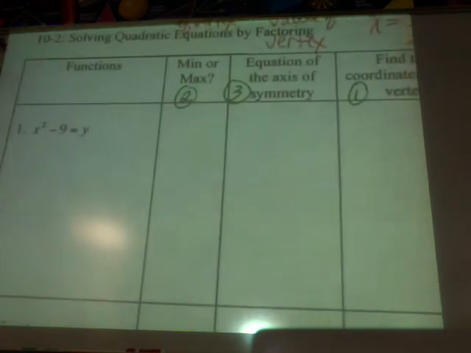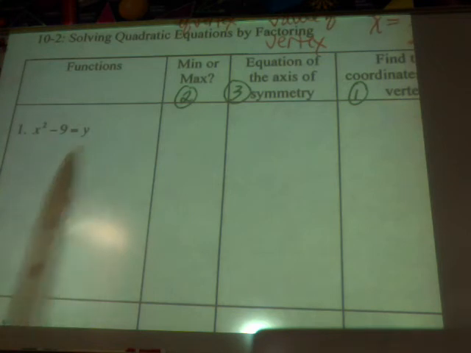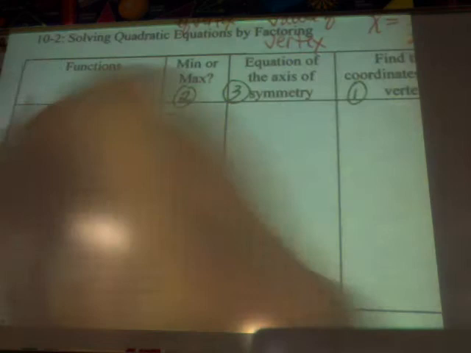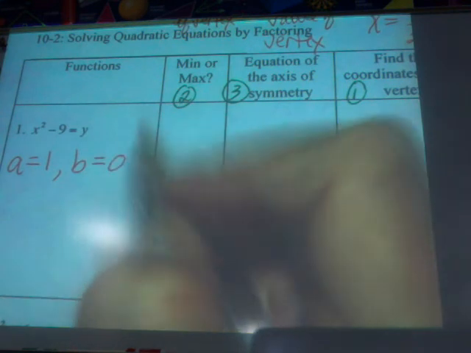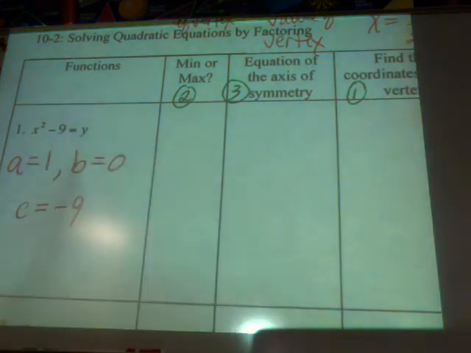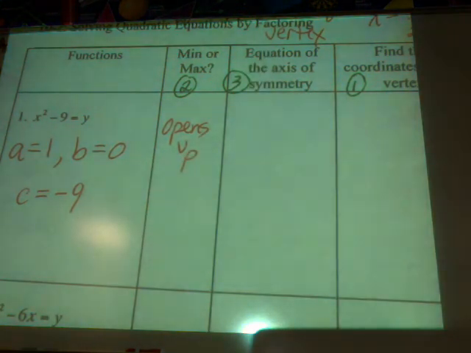So the first thing that I have to do is find A, B, and C. Is this in the correct order? Yeah, but are you missing any term? That's what Tristan was referring to. You got an x squared and you got a constant. You're always going to have a y. You're missing your x term, aren't you? So what's A? 1. What's B? 0 because we're missing it. And then what's C? -9. Make sure you keep that sign with it. So then, am I going to open up or down? Because A is positive, I'm opening up, so opens up, and then we'll come up with that in a minute.